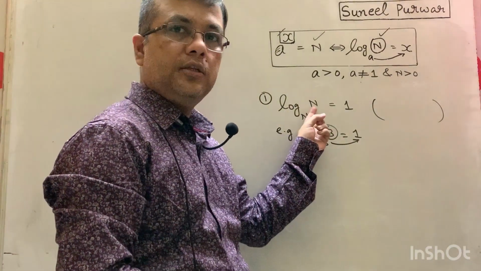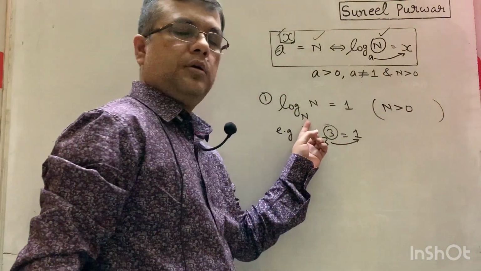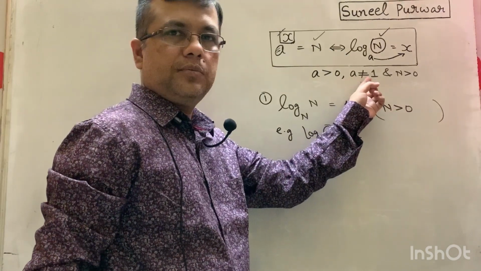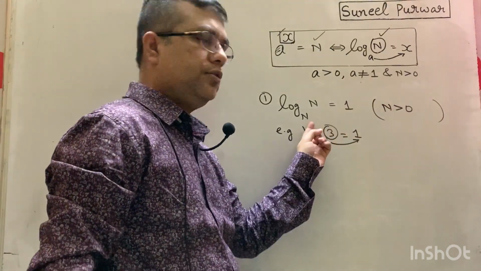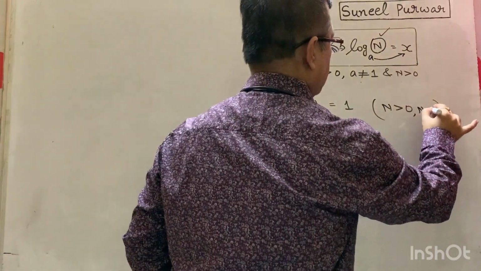So here n is positive, n is also the base, that is already made positive. And what is the third condition? Base must not be equal to 1. So n is not equal to 1.